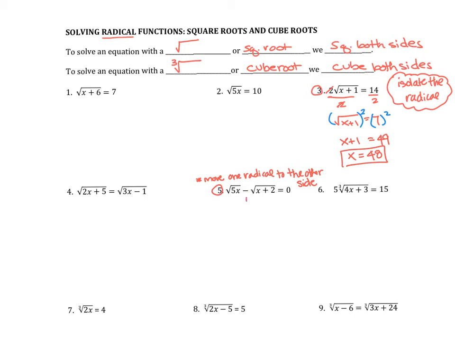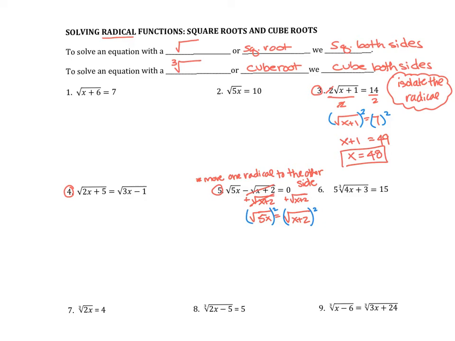So I'm going to add the square root of x plus 2 over to the other side, just like adding a variable or a number to both sides. This cancels on the left side, and I have the square root of 5x on the left. On the right, I now have the square root of x plus 2. Now number 5 looks like number 4. I have a square root on both sides. These problems are actually very easy. When I square both sides, I cancel both my square roots out.